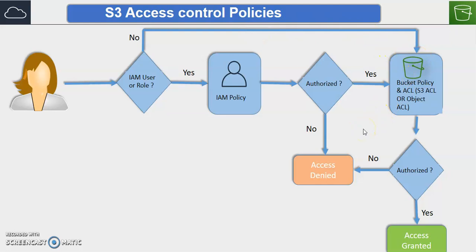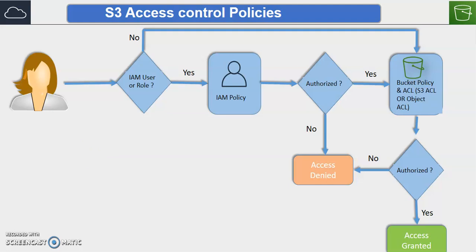Now, in order to control access for users who are not in my IAM, we can use an S3 bucket policy and object-level policy. Based on the access decision of the bucket policy and S3 ACL, access will be either allowed or denied. So this is the flow. I just wanted to discuss what the flow is in order to access the S3 bucket.